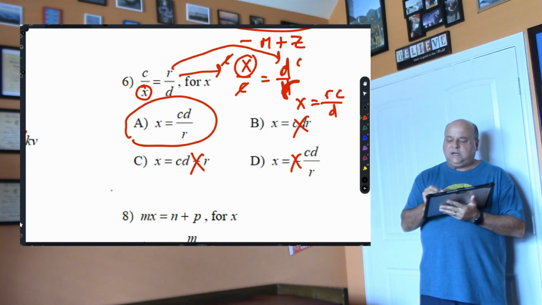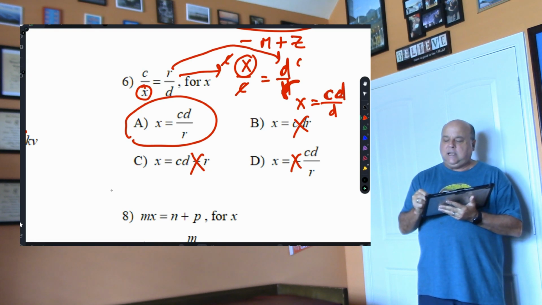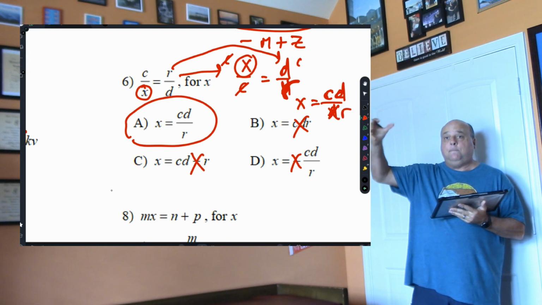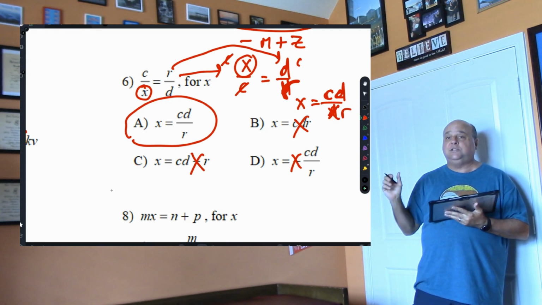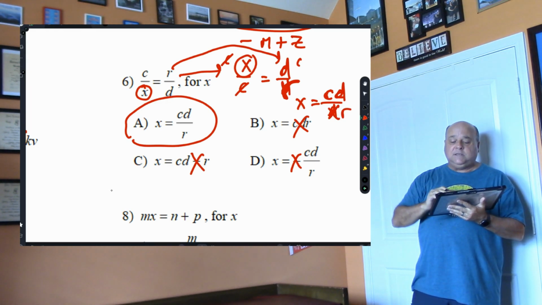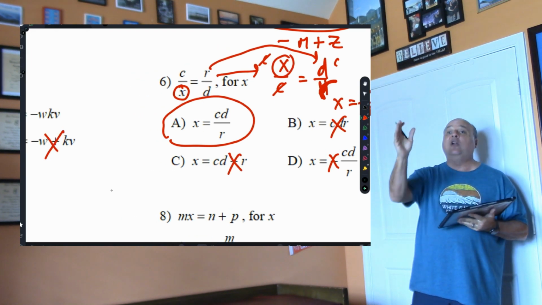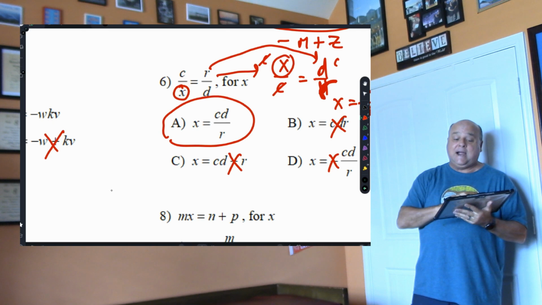So I got to flip that fraction too. So it's going to be CD over R, because you have to flip both fractions. I forgot to flip that fraction, okay? Piece of cake. Just remember, flip both fractions, unlike I forgot to do there. Did that on purpose so you can see what's going to happen.